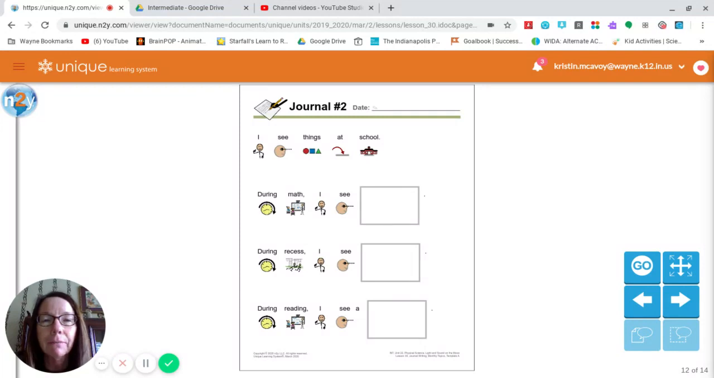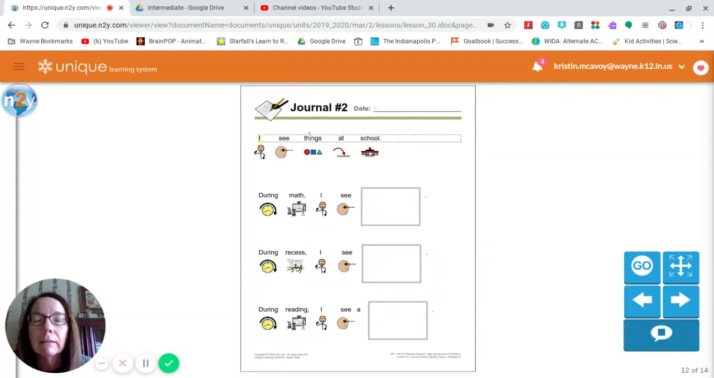Okay, that's great. All right, so the beginning of the journal says, I see things at school. And there are lots of things that you see at school, but there are 3 writing prompts for you to fill in on this particular journal. So the first one is during math. During math, I see.